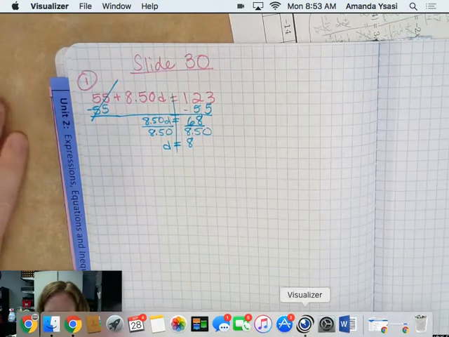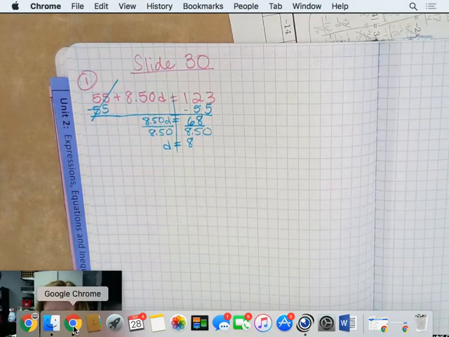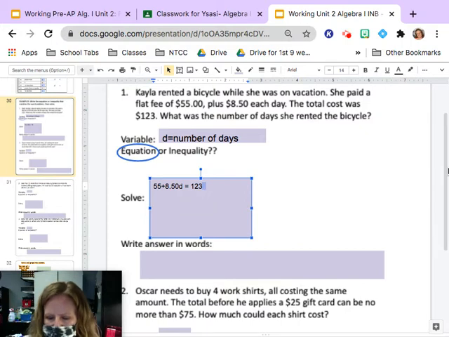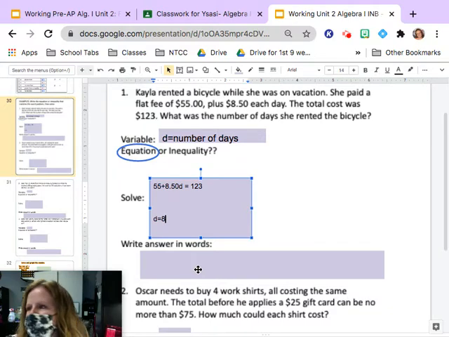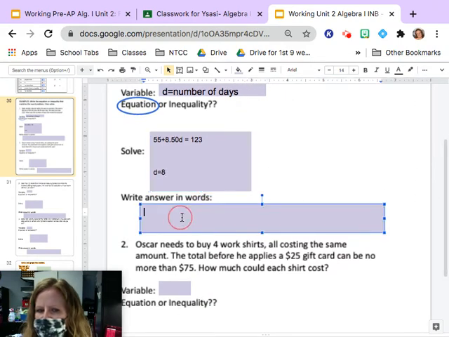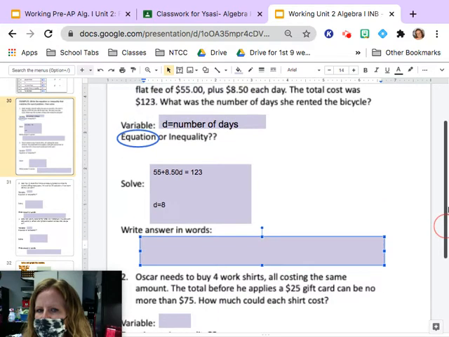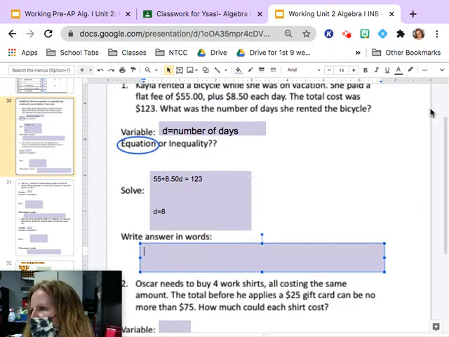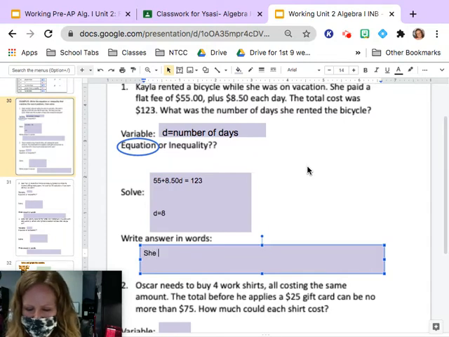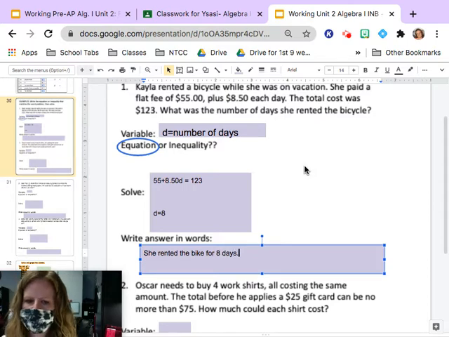Okay, so let's look back over here. So I'm just going to skip a few lines and write D equals 8. Because we did all the work, I won't make you take a picture of it since we did the work. Write your answer in words now. So look back at the problem, and then we'll write our answer in words. What was the number of days she rented the bicycle? So how can we write that in words? There you go. That's it.